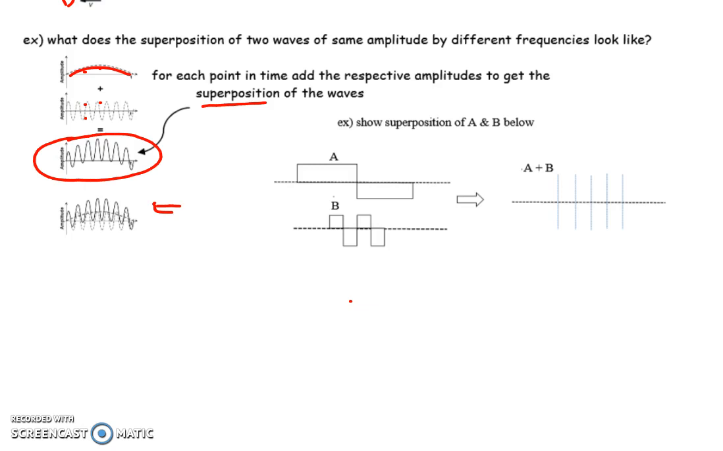So how do we do that for problems here? So let's say I have simpler waves. I have wave A, which is a big square wave with just one period. And then I have wave B, which is multiple periods. And I want to know what the superposition looks like. Essentially what you do is you take the amplitudes at every given spot and you add them to the other one and put it all together. Okay, so the key is just choosing them at the right time.